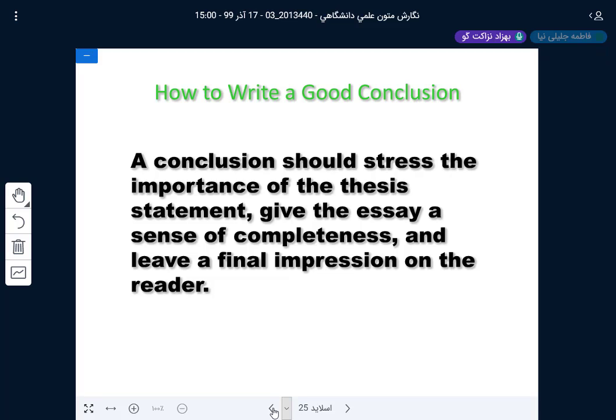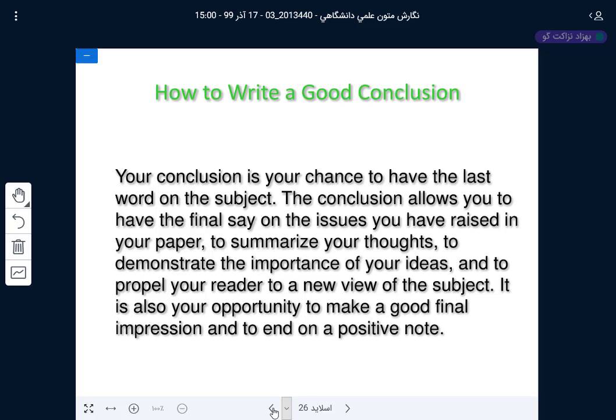A final impression. Will you please speak up. Your conclusion is your chance to have the last word on the subject. The conclusion allows you to have the final say on the issues you have raised in your paper, to summarize your thoughts, to demonstrate the importance, to propel your reader to a new view of the subject. It is also your opportunity to make a good final impression and to end on a positive note. Very good.